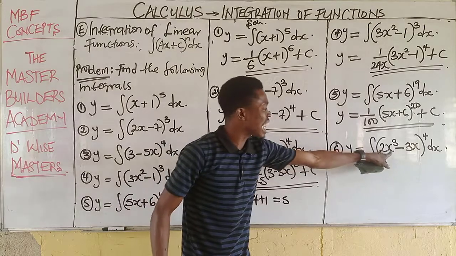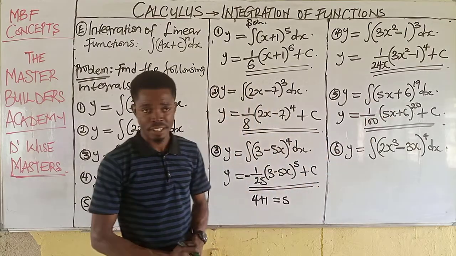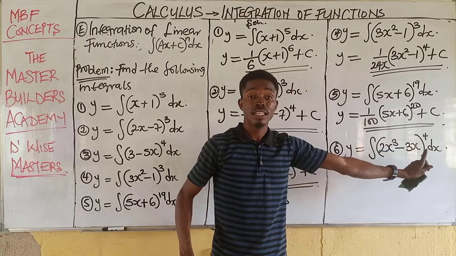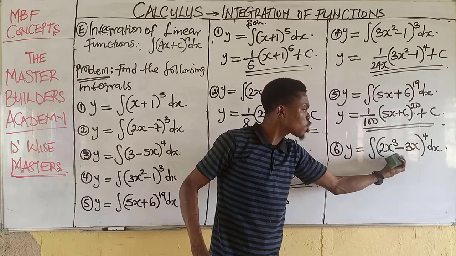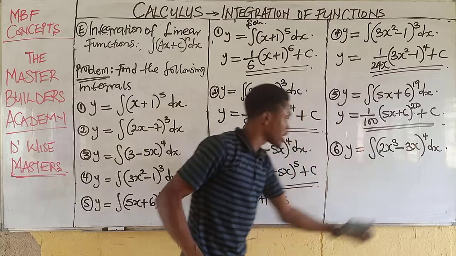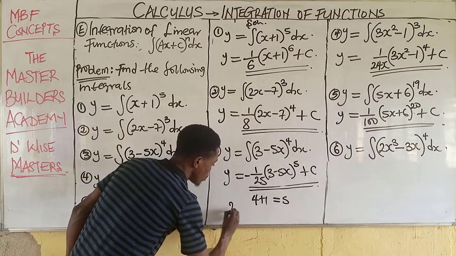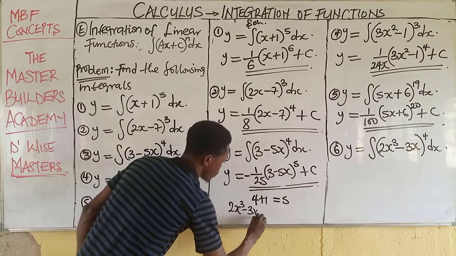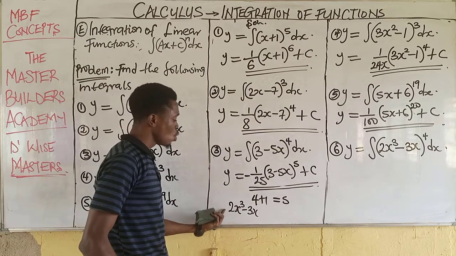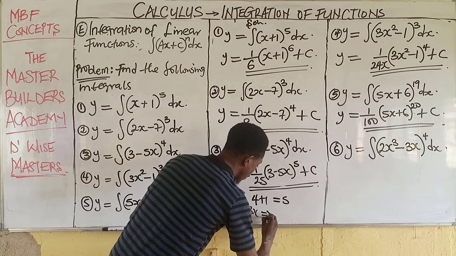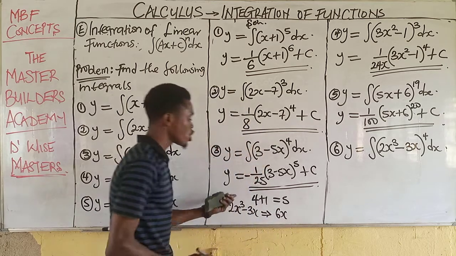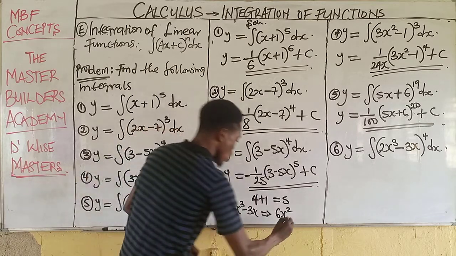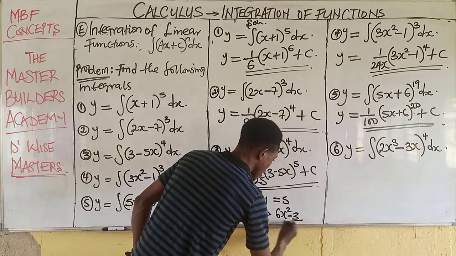The next is to identify the function of x, which is 2x cubed minus 3x. What are we going to do with this? We are quickly going to differentiate this function. Now, we have 2x cubed minus 3x. When we differentiate 2x cubed, this will give us 6x. We reduce the power by 1, we have 6x raised to the power 2. When we differentiate 3x, we have minus 3. This is what we have.